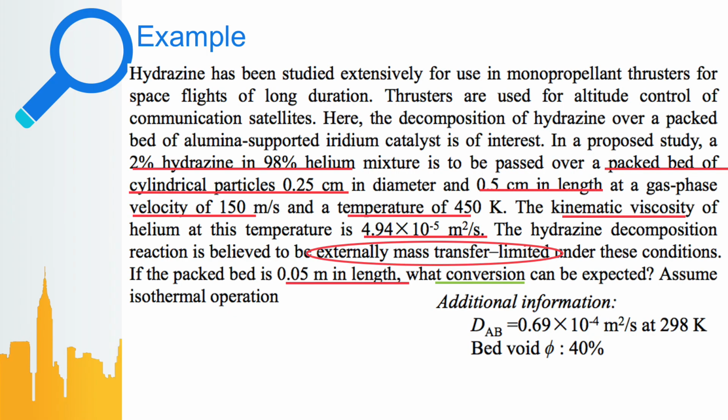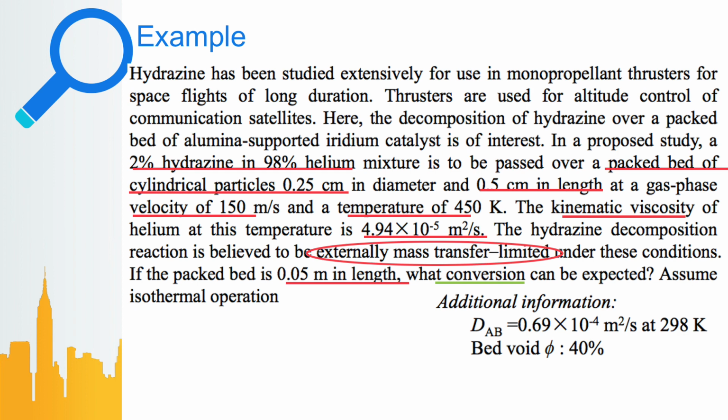Now we take a look at the example in the book. A few keywords that I have highlighted here. You can see it's a mixture of hydrogen and helium, so this will affect your mole fraction. And then it's passed over a packed bed of cylindrical particles. So the shape of the catalyst is a cylinder, and the diameter and also the length of the catalyst are given.